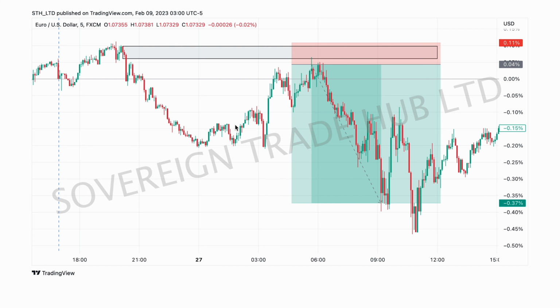Now, watch this move up, the exactness, the move up, the tagging in, and the fly down. Did you see that? Okay. Now let's continue with price action.